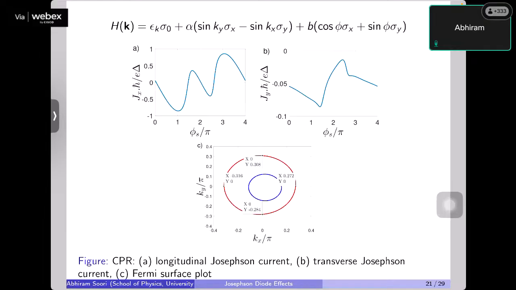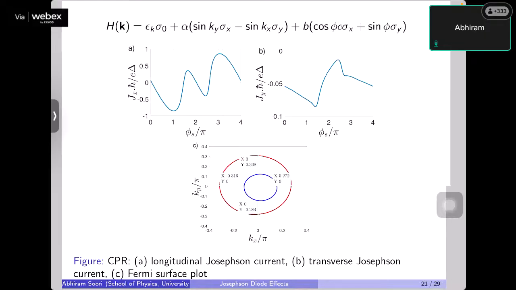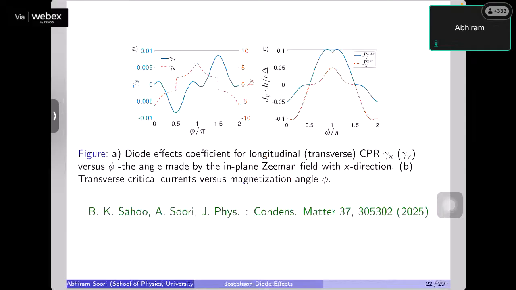When you have altermagnetism and spin orbit coupling, the Fermi surface looks like this, for example. You see the top and the bottom. The top point is at y equal to 0.308, and the bottom is minus 0.284 for this Fermi surface. So the ky and minus ky do not come in pairs in the Fermi surface. That's the reason for this transverse Josephson diode effect. And this is the diode effect coefficient that is plotted here versus phi.